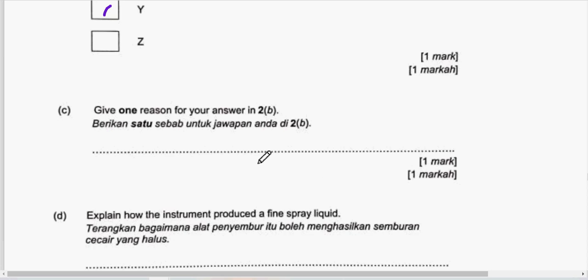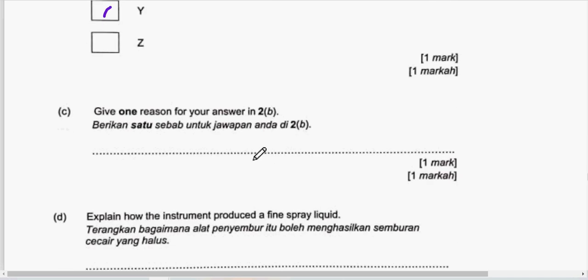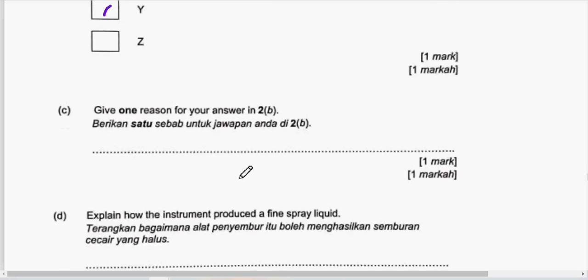Then give one reason for your answer. Okay, so the answer: pressure is lower because the air moves at high speed. So the answer here will be the air moves at high speed. High speed, or high velocity also can.